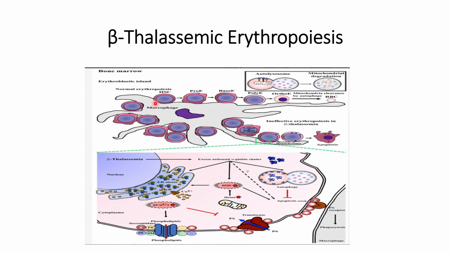So what happens is that these hematopoietic stem cells, in the presence of this macrophage, will continue to produce cytokines that are essential for differentiation of hematopoietic stem cells to pro-E, and then to baso-E, then poly-E, then ortho-E. In this process, nucleated cell formation occurs that will further mature itself into red blood cells.